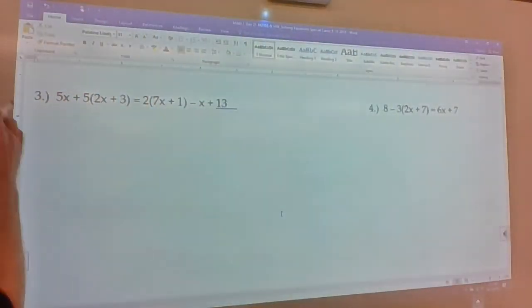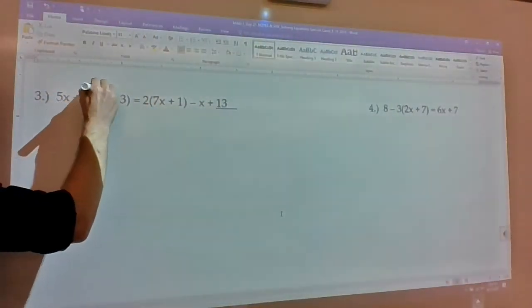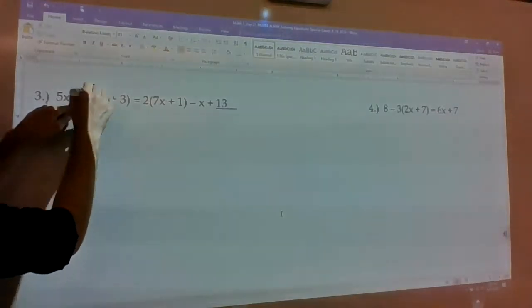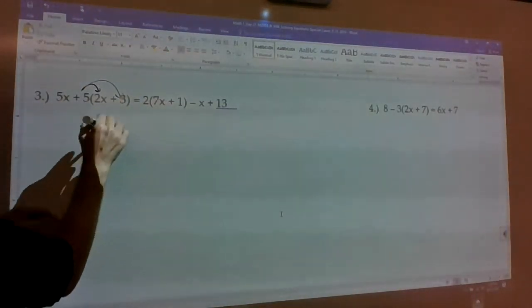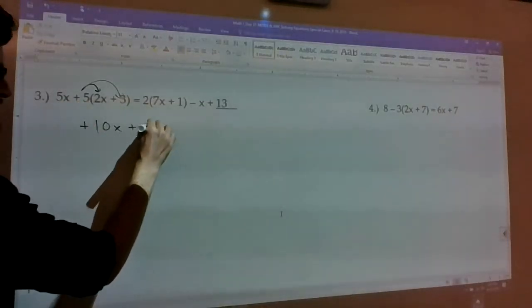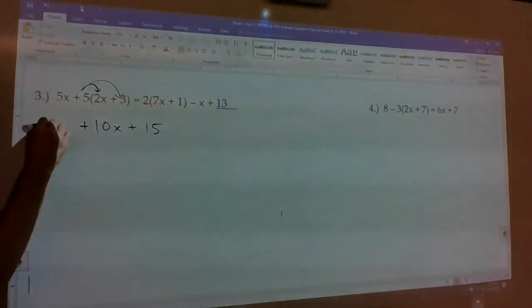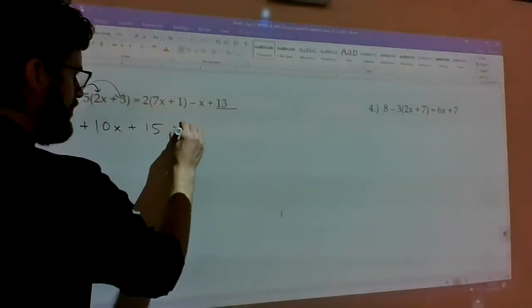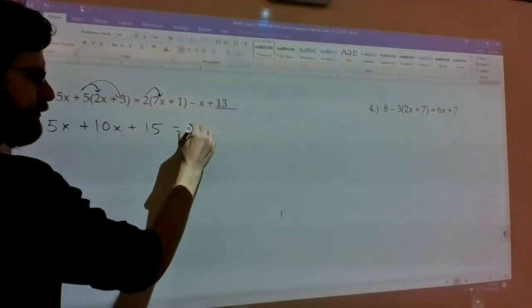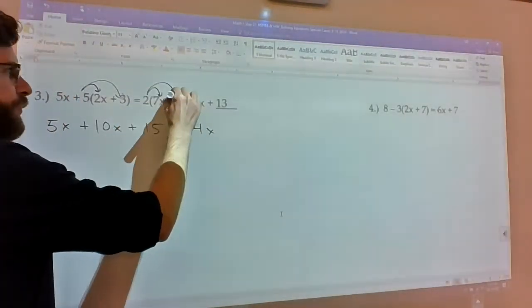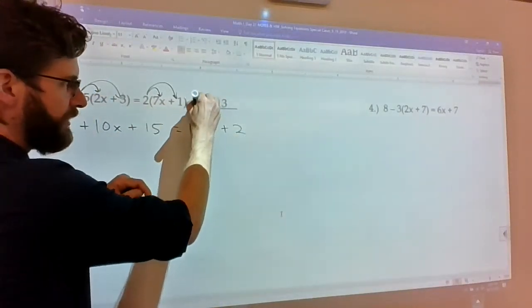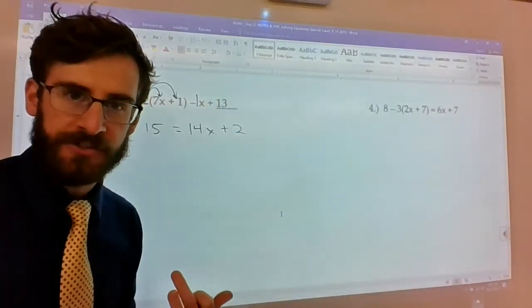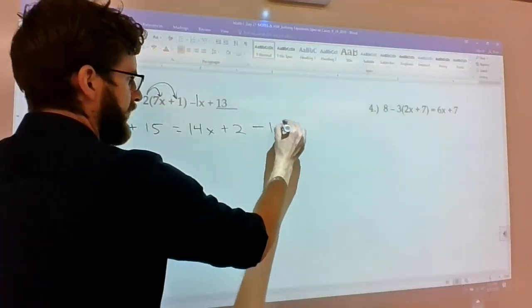On number 3, looks like I got to get this plus 5 and multiply it through to both parts. So 5 times 2x is 10x. 5 times 3 is plus 15. The 5x just drops down here. Equals 2 times 7x is 14x. 2 times 1 is plus 2. Then you're going to do minus x. I'm going to put a 1 in front of there just to remind myself that there's a negative 1. Minus 1x plus 13.